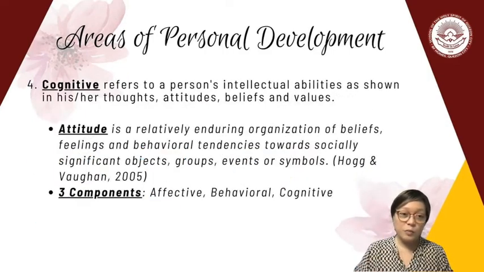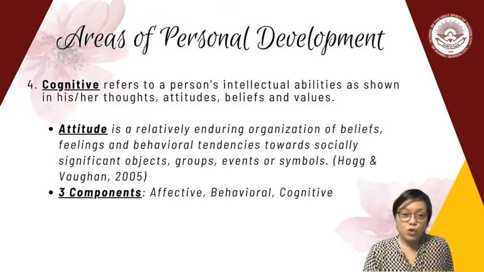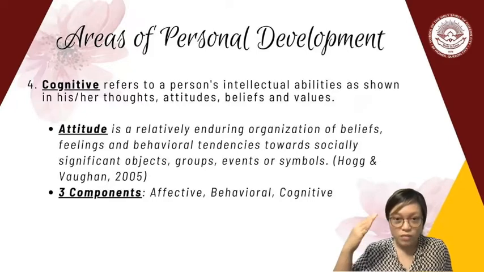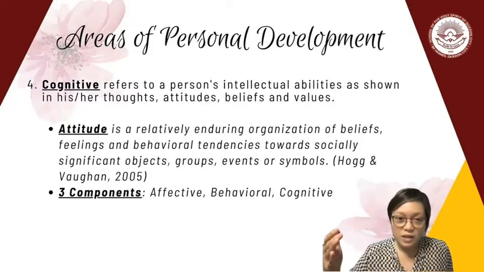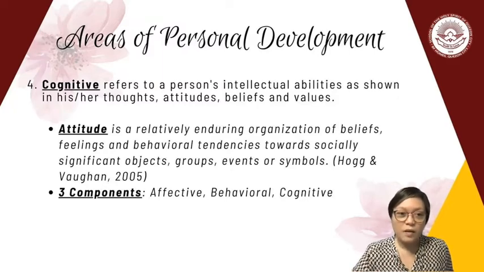All right, the next area of personal development that we will also be discussing is the cognitive area. This refers to a person's intellectual abilities as shown in his or her thoughts, attitudes, beliefs, and values. Attitude is a relatively enduring organization of beliefs, feelings, and behavioral tendencies towards socially significant objects, groups, events, or symbols. All right. Why are we talking about attitude if what we are discussing is cognitive, which refers to a person's intellectual abilities? Because, as explained here, your intellectual abilities can be shown in your thoughts, your attitudes, your beliefs, and your values.